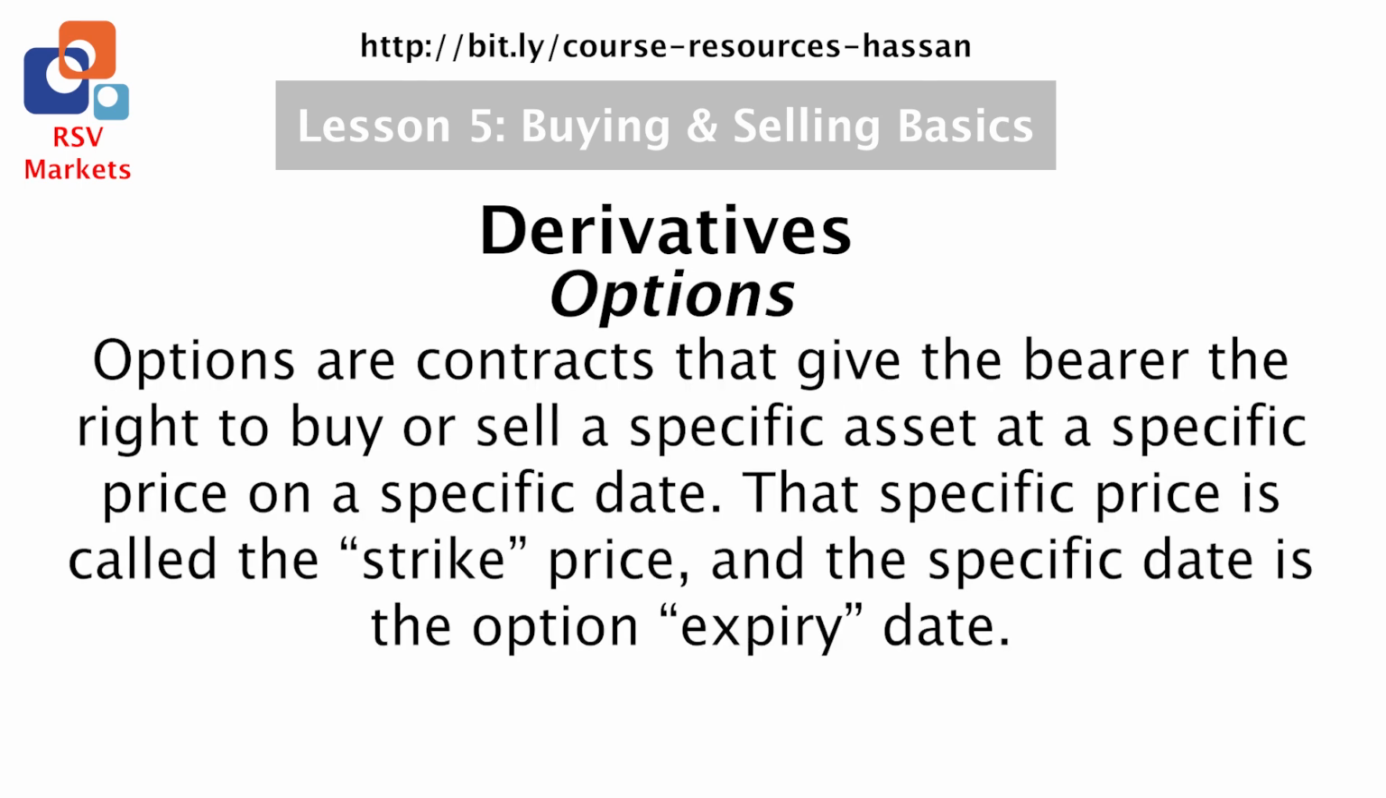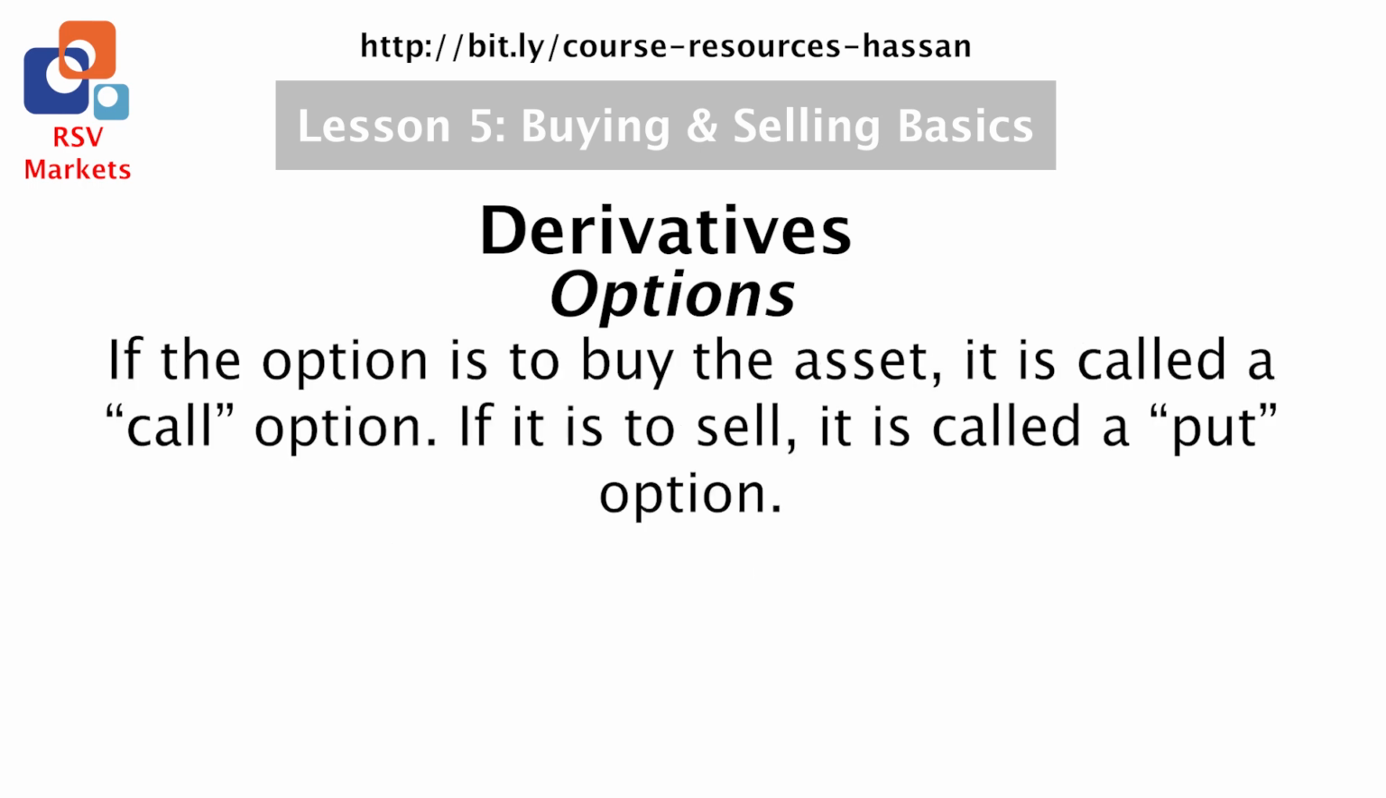Options. Options are contracts that give the bearer the right to buy or sell a specific asset at a specific price on a specific date. That specific price is called the strike price, and the specific date is the option expiry date. If the option is to buy the asset, it is called a call option. If it is to sell, it is called a put option.